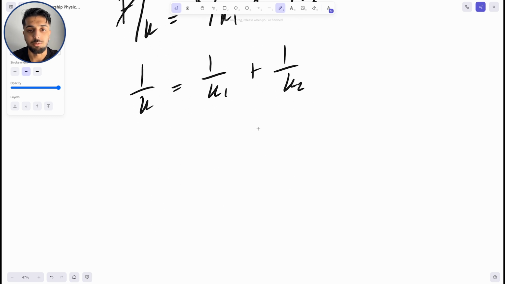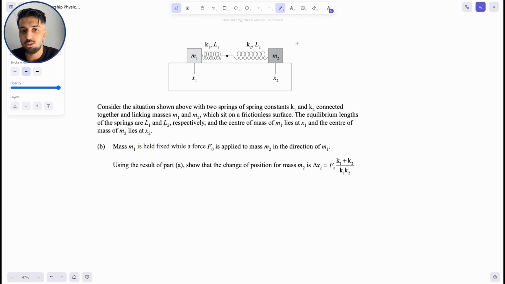Okay. There we go. Consider the situation as shown above, with two springs of spring constants K1 and K2 connected together and linking masses M1 and M2, which sit on a frictionless surface. The equilibrium lengths of the springs are L1 and L2 respectively, and the center of mass of M1 lies at x1, and the center of mass of M2 lies at x2. Mass M1 is held fixed, while a force of F0 is applied on M2 in the direction of M1. Using the results of part A, show that the change of position for mass M2 is that equation there.